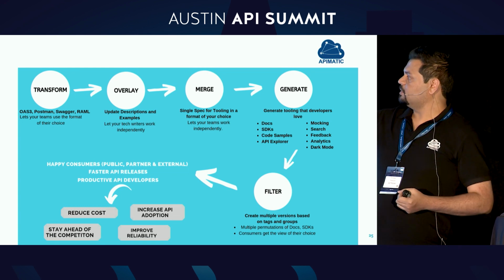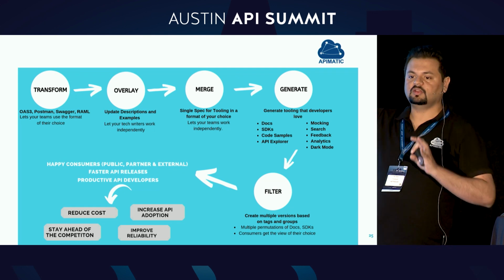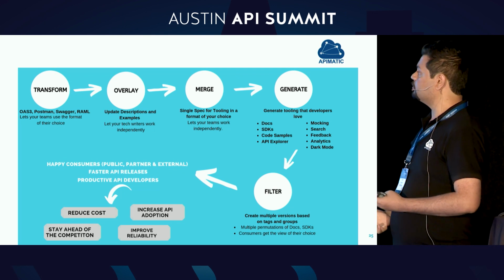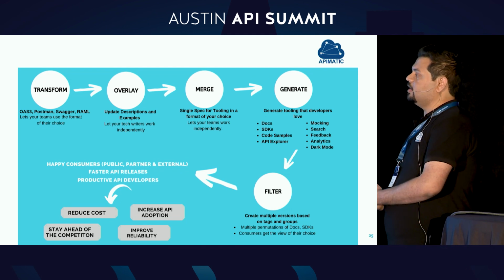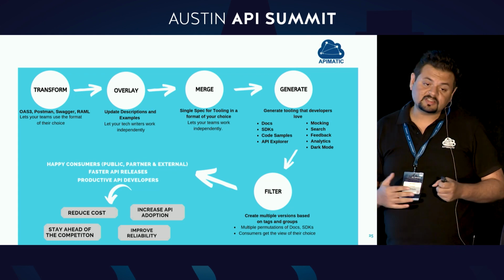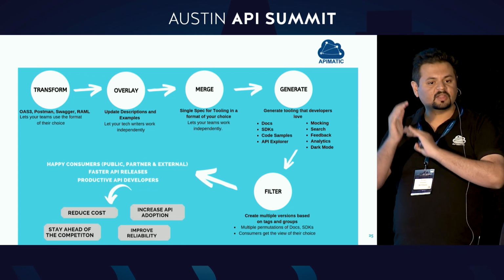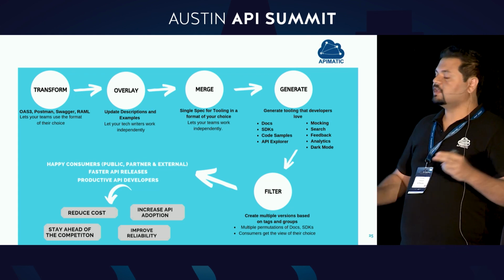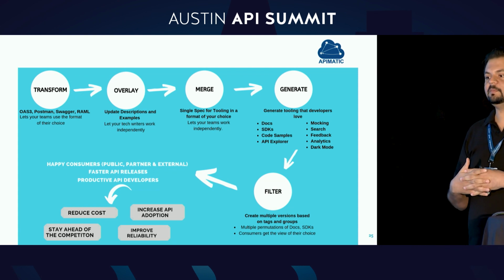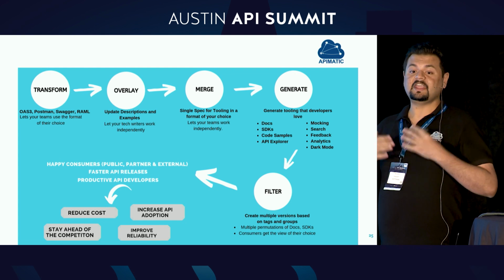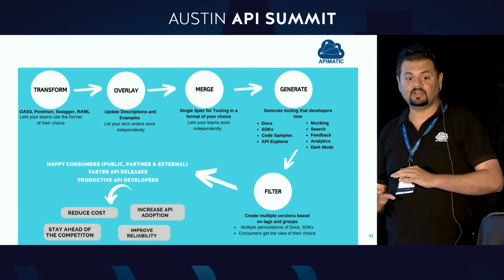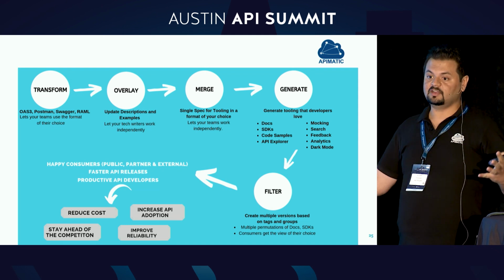So from transformation, where developers, working on different API specs, can bring in their API, whatever format they are. We support all formats. Then there's an overlay layer where technical writers can come in and contribute the human aspect of the documentation. And then we stitch all those API specs into one single API specification, where we are able to generate SDKs, docs, and other developer experience components in sort of a consolidated manner.